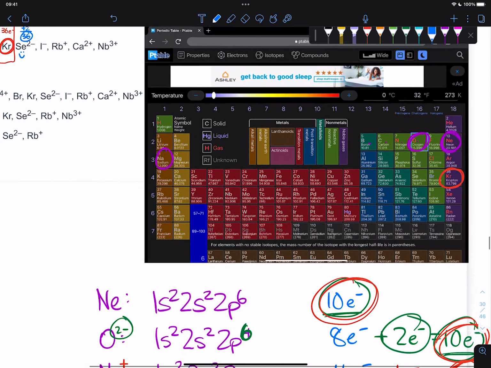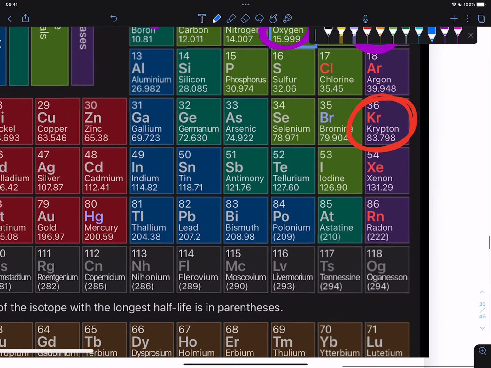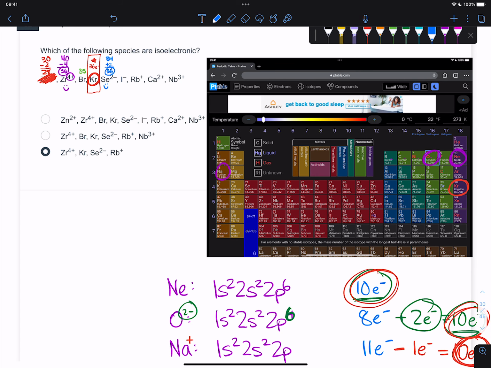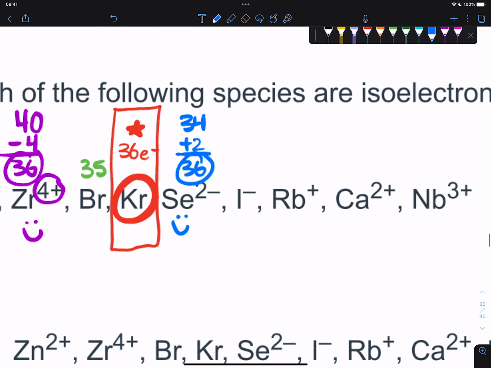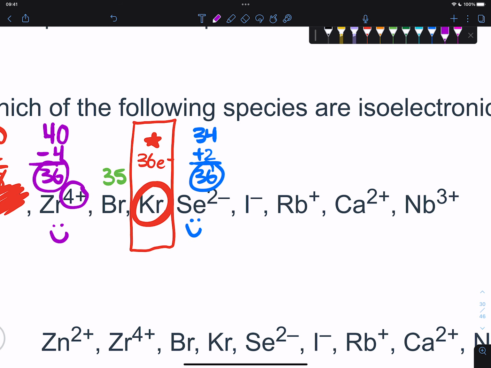Iodide. The iodide ion, neutral iodine has 53. Now, that already seems like it's way too far from 36. But anyways, keeping on with the pattern of problem solving, it's 53. We gain 1, and it's going to give us 54, which is just not the vibes. So cross that out.